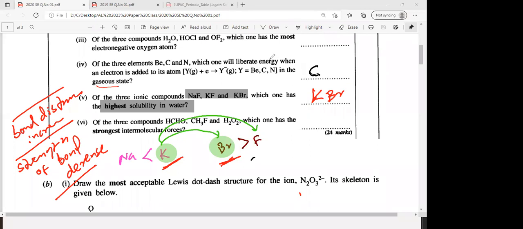Only few, right? So now we can see that this is more difficult than the previous paper. This is a little more difficult than the previous paper. Okay. The answer is KBr. It has the highest water solubility.